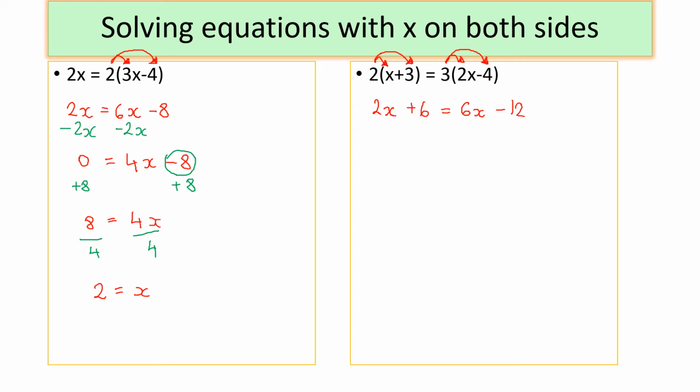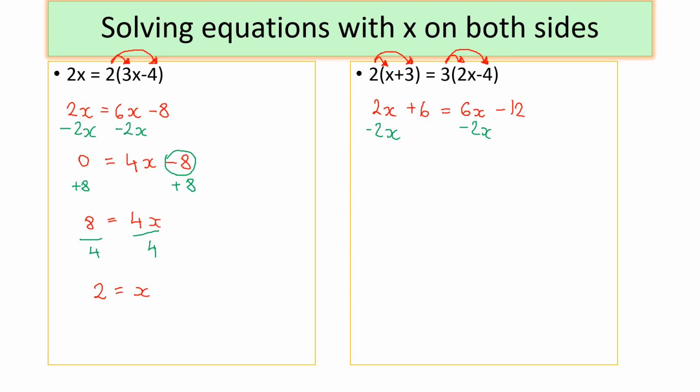And now again, I want to have unknowns on one side. I've got 2x and then 6x. 6x is higher, so I want to keep my unknowns on the right side. Okay, so I want to get rid of 2x from the left side, so I need to take it away. Remember, I need to take it away from both sides to make sure that the equation doesn't change.